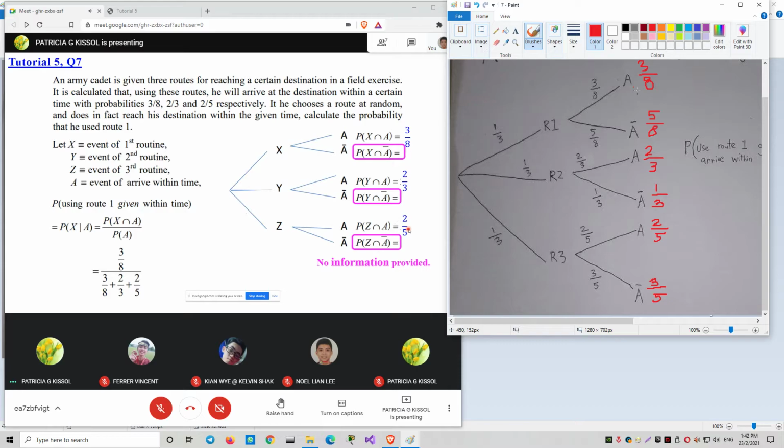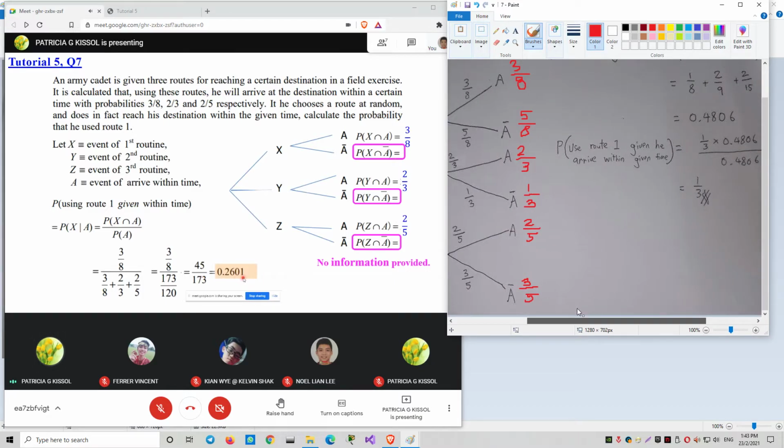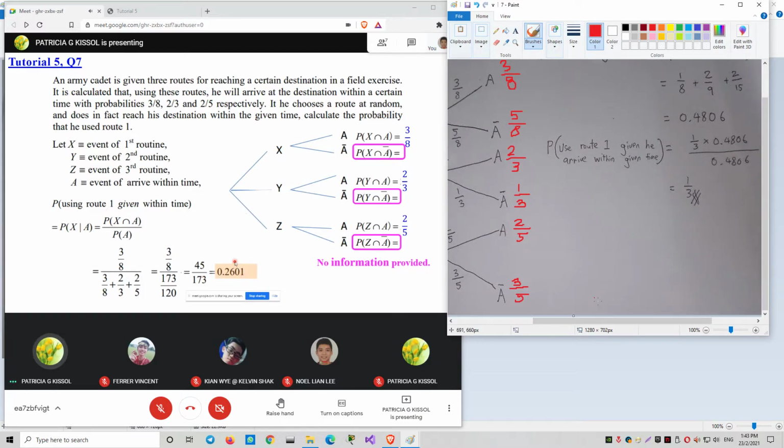So what is the answer you get? 1/3? No. The answer would be 0.2601. What do you mean 1/3? Did you get the same answer? No, you got 1/3. This one needs the tree also. You definitely need to visualize it.